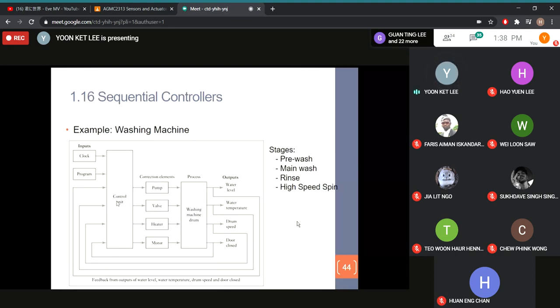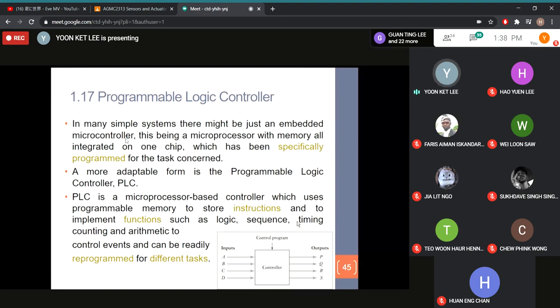So for this control unit, if in the industry, we will say PLC, programmable logic control. Okay. So in many example systems, there might be just an embedded microcontroller, that is a processor with memory integrated on the chip, which has been specifically programmed for the task concerned. Okay, this is an embedded system. That means the program that we do cannot change. This will work according to the inventor only.